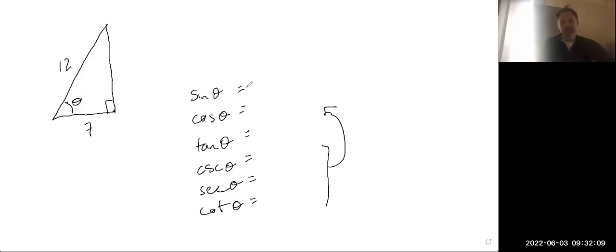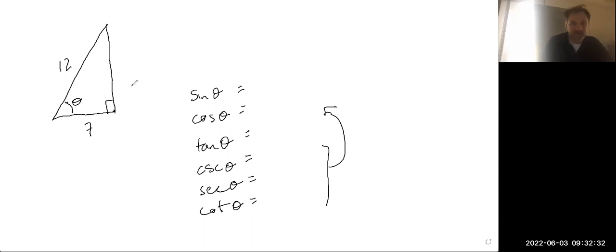Okay. So I'm going to give you a chance to work on that. Go ahead and press pause and see what you can come up with. And then we'll look at it together. Remember that when you're doing this, you should be looking to simplify radicals if possible.